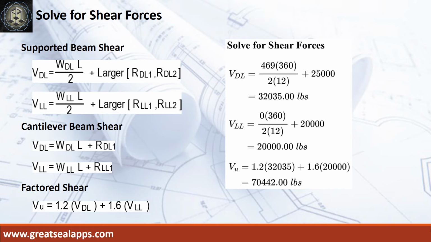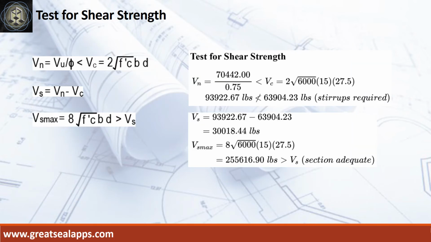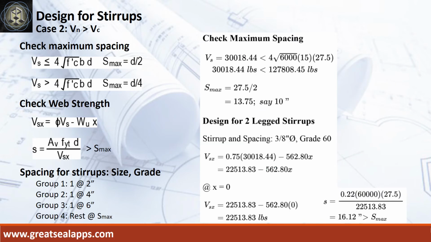The shear force for dead load is 32,035 pounds, and live load is 20,000 pounds, for a maximum shear force of 70,442 pounds. The nominal shear force is 93,922.67 pounds, greater than 63,904.23 pounds concrete capacity. The shear force capacity of stirrup is 30,018.44 pounds, less than 255,616.9 pounds maximum stirrup capacity.